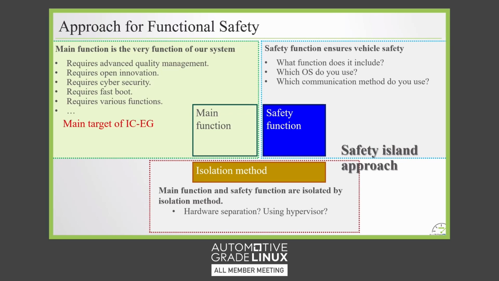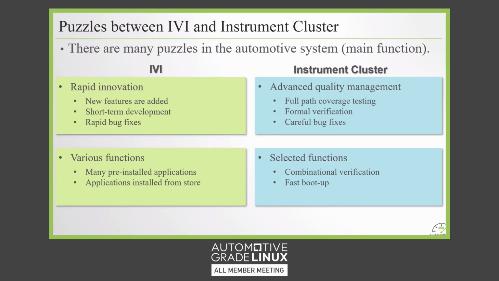We are focusing on the main target, the main function. In main function side, gaps between IVI and the instrument cluster are a big issue. IVI side requires rapid innovation: new features added, short-term development, and rapid bug fixes. On the other hand, instrument cluster side requires the advanced quality management: full path coverage testing, formal verification, and careful bug fixes. It's a big puzzle.